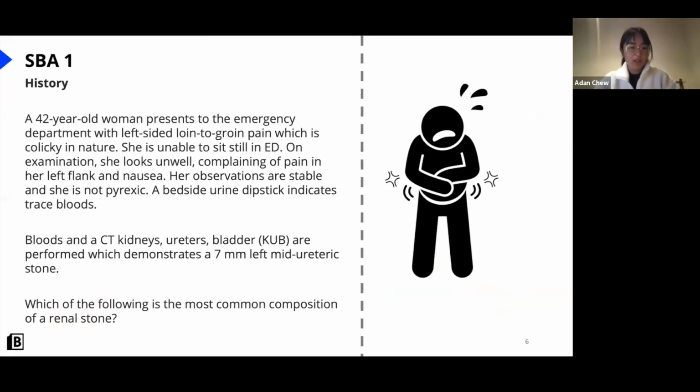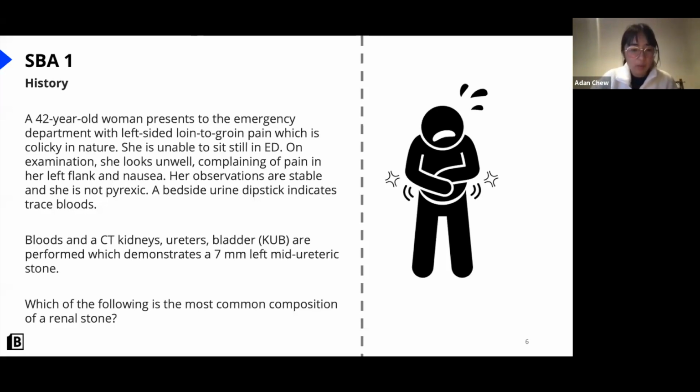Okay, so the first question is about a 42-year-old woman who presents to the emergency department with left-sided loin to groin pain, which is colicky in nature. She's not able to sit still in the emergency department because of the pain, and on examination, she looks quite unwell, and she's complaining of some pain in her left flank, and she feels nauseous. Her obs are stable, and she's not feverish. You can see that her dipstick in her notes indicates trace bloods. A CT-KUB shows a 7mm left mid-ureteric stone.